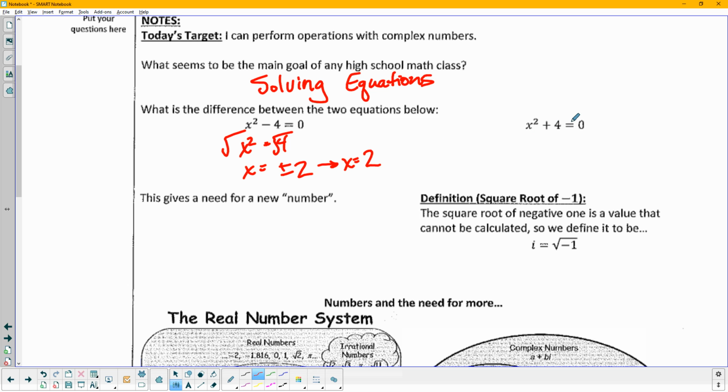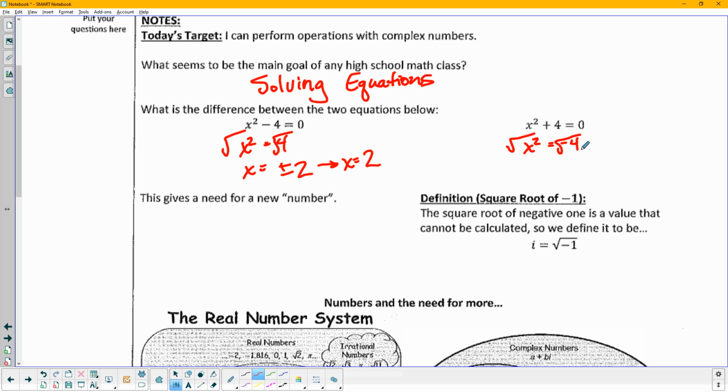Well, what if I try to solve this one? The main question is, what is the difference between these two? Pretty simple difference: this one says x squared minus 4, this one says x squared plus 4. But when I go to solving this equation, I get x squared equals negative 4, and then I try to take the square root of that.